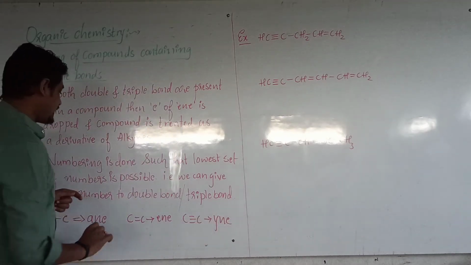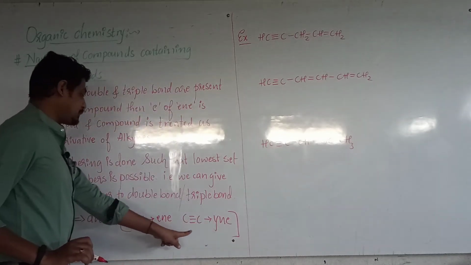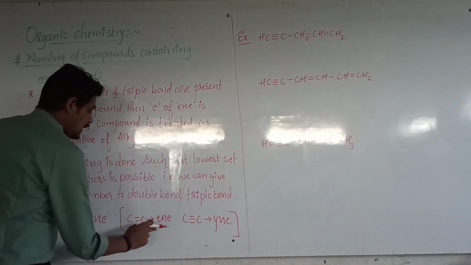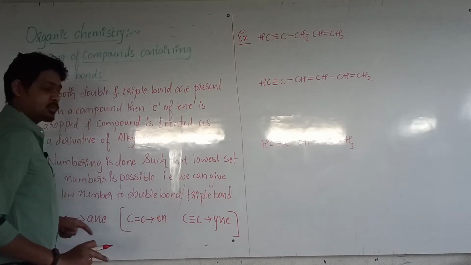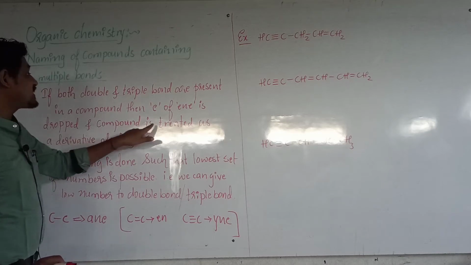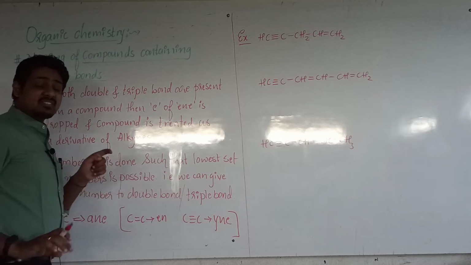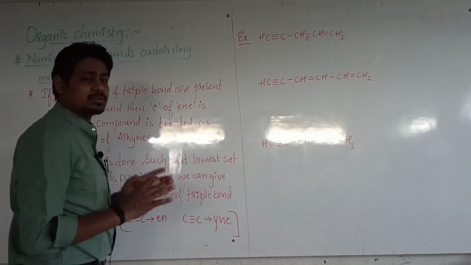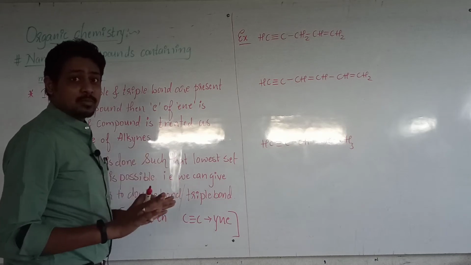Okay, so now we are discussing that if the compound contains both the double bond and triple bond, in that case the E of the ene is dropped. First condition: the compound is treated as a derivative of alkyne. Means if the compound contains both double bond and triple bond, then it is considered to be a compound of triple bond.